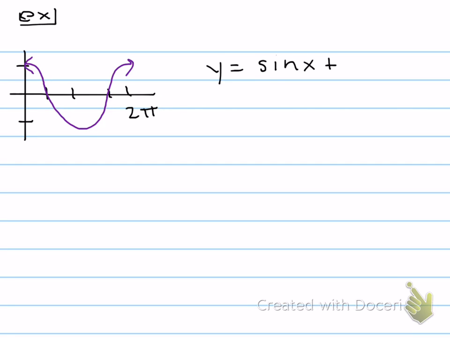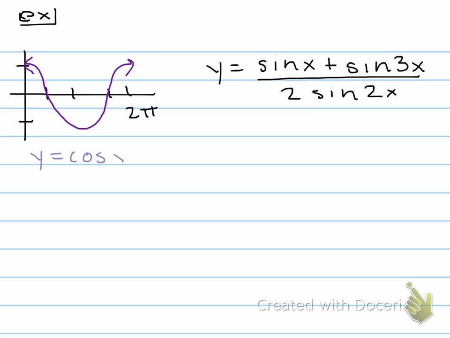plus sine of 3x all over 2 sine of 2x. So again, the first step that we have to do in this problem is that I have to figure out what my trig function is, so I know what I'm proving it equal to. So I know that this trig function is a cosine of x. So I'm trying to prove that this whole identity is equal to cosine of x.